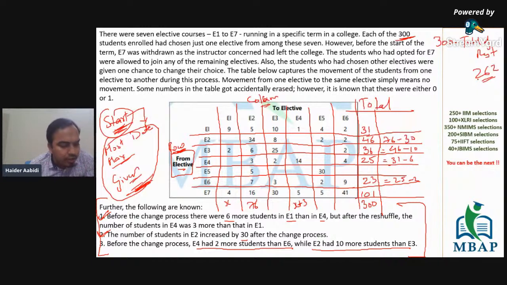Yes, so I think people have already answered that. All right, so 300 minus 262, that is 38. Good one, Atharva there.